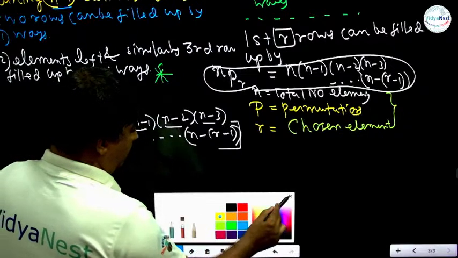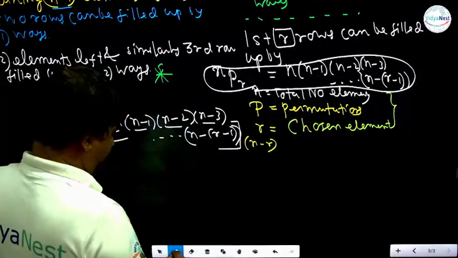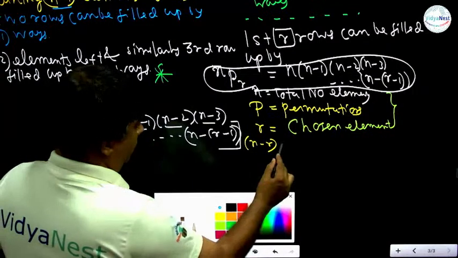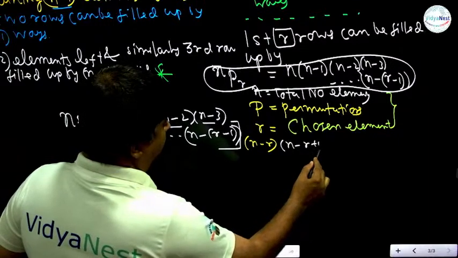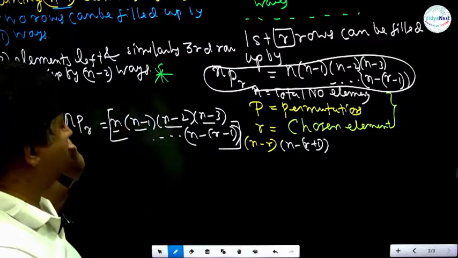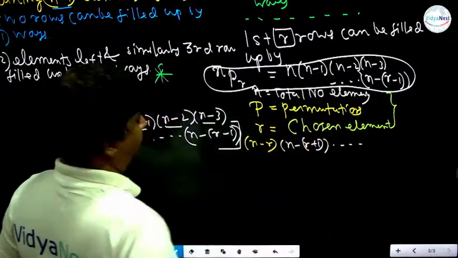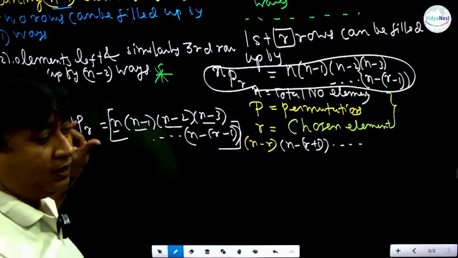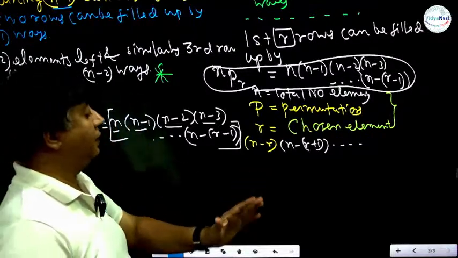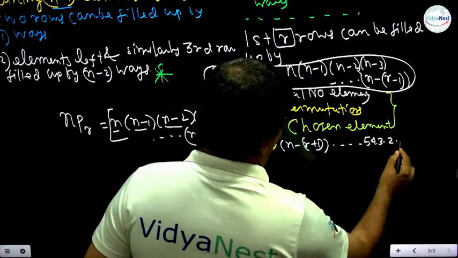So you keep on reducing the number. Next number, n minus r. Next number, n minus r plus 1. Because the reduction of the numbers is on, and reduced in this way, up to what extent? It will reduce up to 1. It will terminate at 1.